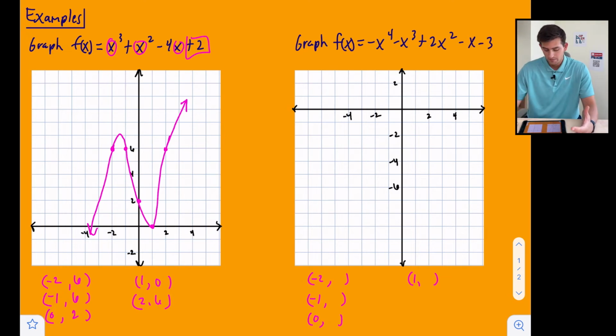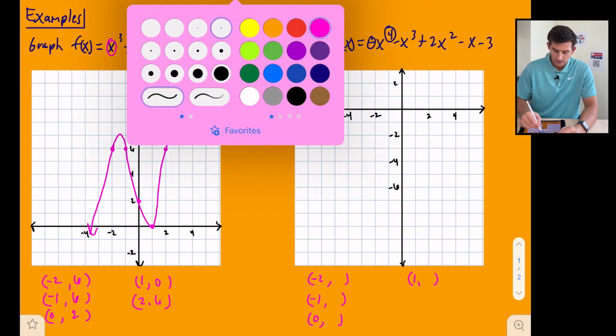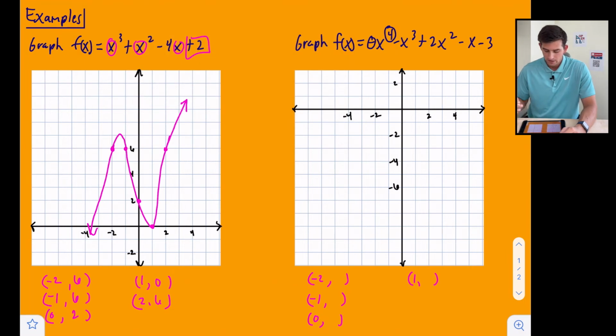All right, so for our next one, we have f of x equals -x to the 4th minus x cubed plus 2x squared minus x minus 3, okay? So a couple things we notice, our leading coefficient is negative and our degree is odd, right? Or excuse me, our degree is even. So that's going to tell me our graph is going to look something like that, right? Kind of like an M, okay? So for this one, we're going to plug in x values of -2 to 1, because once we plug in an x value of 2, we're going to get like -130. So that's not going to fit on our graph, right?